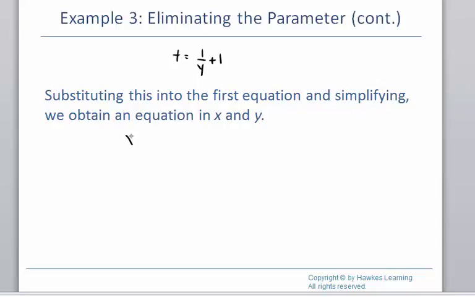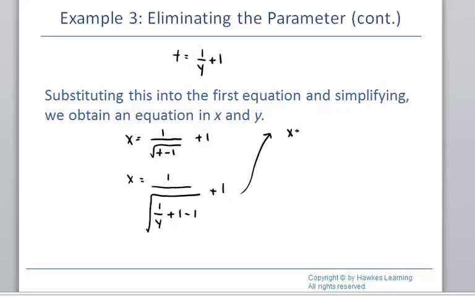So recall that your second equation was x is equal to 1 divided by the square root of t minus 1, plus 1. And so in place of the t, I'm going to substitute in the 1 over y plus 1. And then we're going to have minus 1 and plus 1. And so this gives us, as we start to simplify, x is equal to 1 over the square root of 1 over y. The 1 and the negative 1 cancel out.